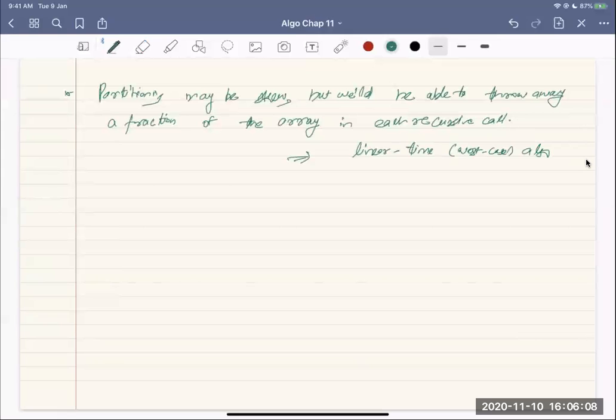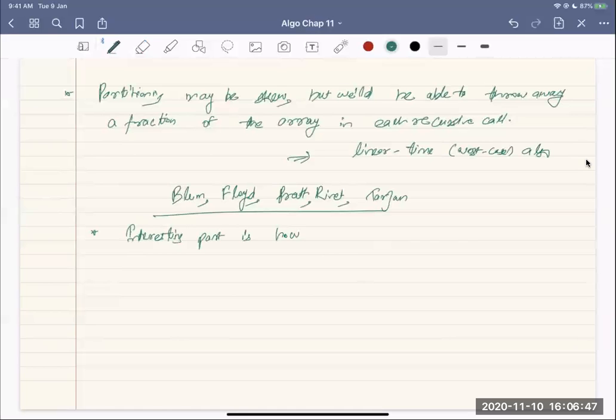A very good algorithm for making sure that every time you throw away a fraction of the array was designed by Blum, Floyd, Pratt, Rivest, and Tarjan. So they gave an algorithm for this. And the nice part about this algorithm is the way they select the pivot. So the interesting part is how they select the pivot.